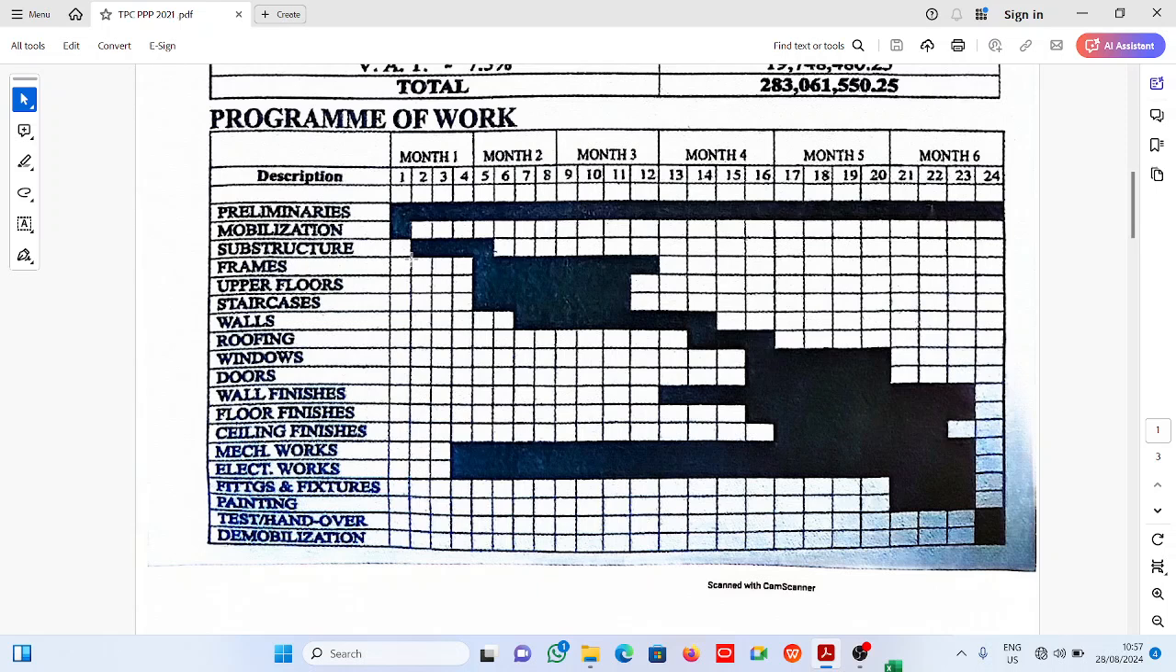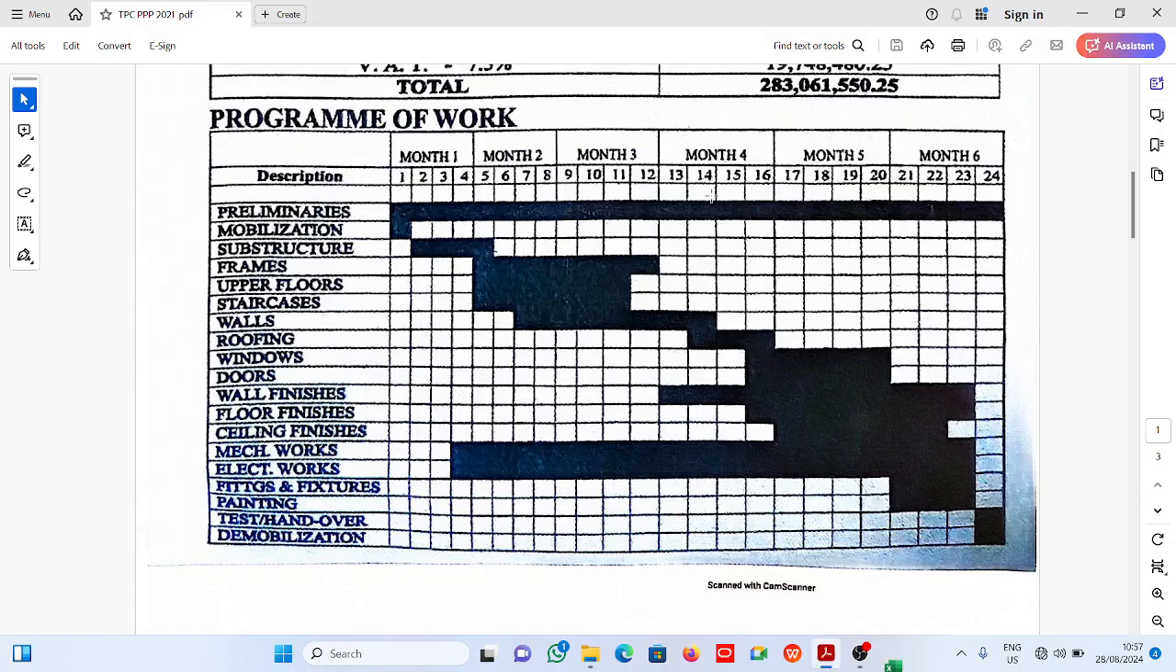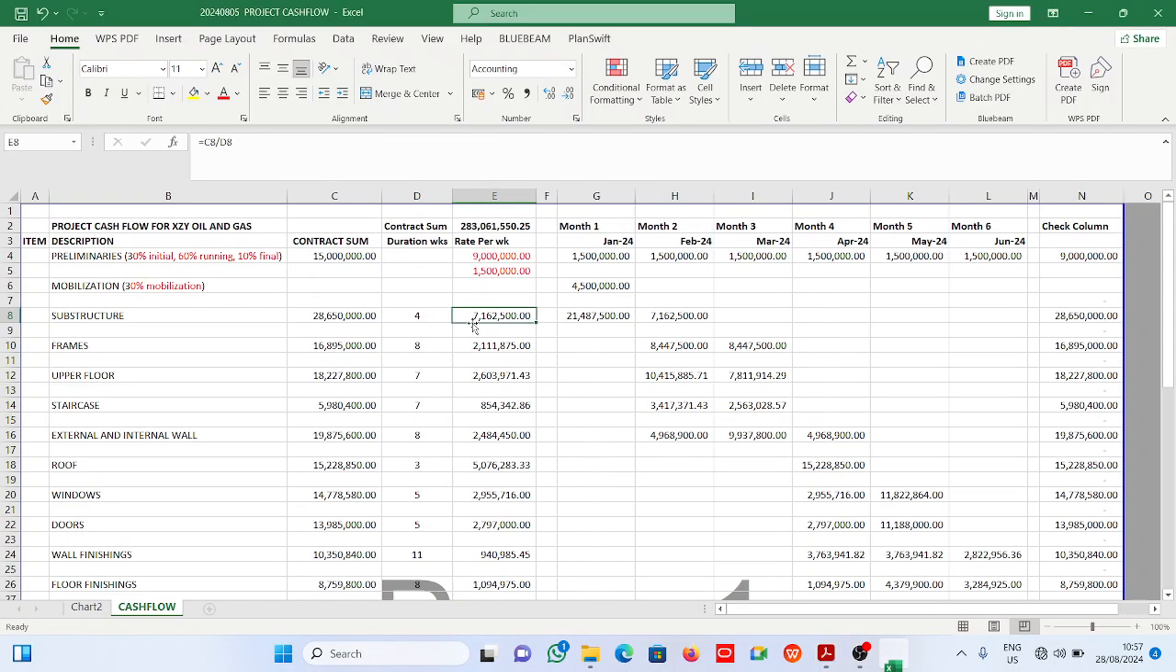Now, this is what we have. Substructure runs from the second week of month 1 to the first week of month 2. So we have 1, 2, 3, 4. This is 4 weeks, right? That's why you have 4 here. Now, of course, what is the rate per week? Because it is distributed into weeks here. Okay, rate per week is the total substructure cost divided by the duration, right?